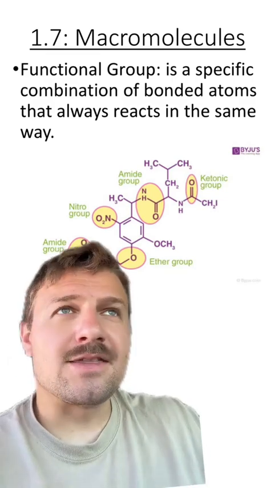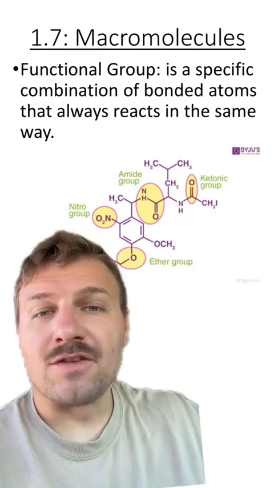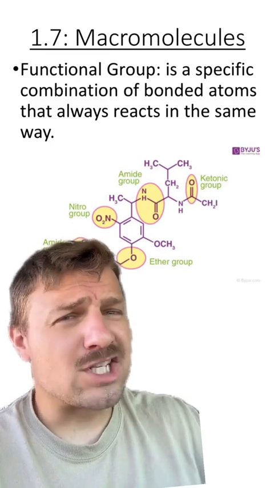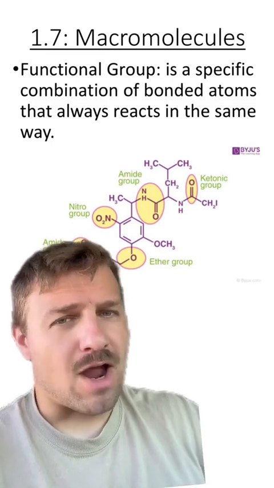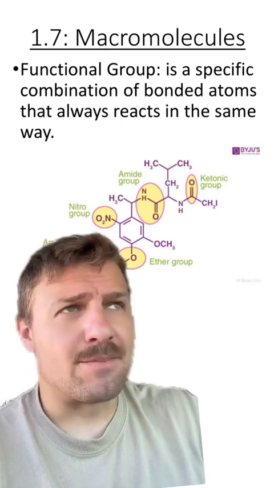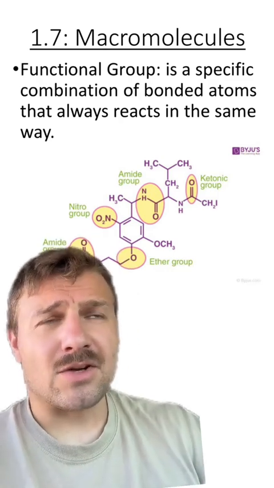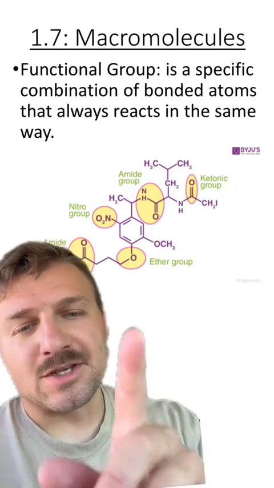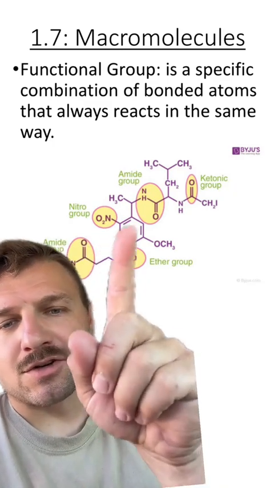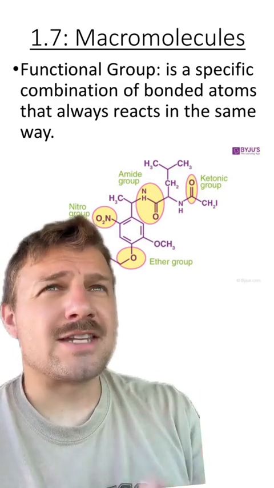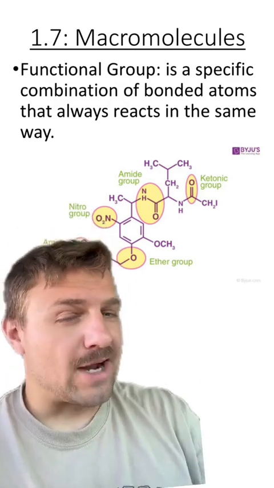Now, alongside these carbon skeletons are things called functional groups, and these are just specific arrangements of atoms that have unique properties that we see time and time again in the macromolecules. And these specific arrangements of atoms have specific names. You can see like this ether group here, this nitro group, the amide group here. So they have these names and they're seen quite often in macromolecules.